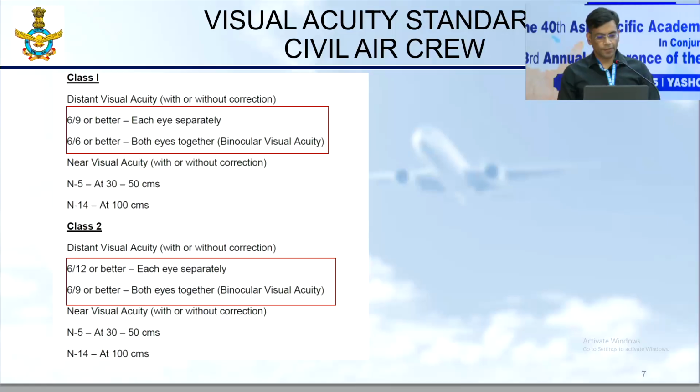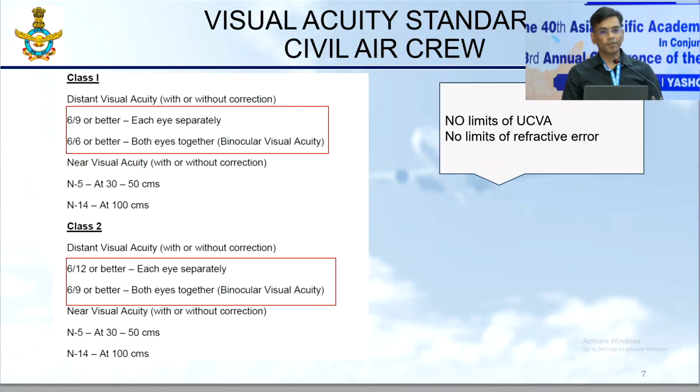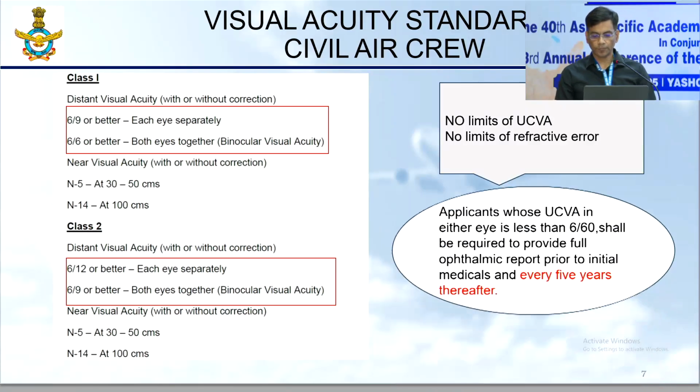For class 1, the distance visual acuity required is 6/9 or better in each eye separately, 6/6 or better in both eyes together. In class 2, it is 6/12 or better in each eye separately, 6/9 or better in both eyes together. The point to be noted is there is no limit of uncorrected visual acuity and no limit of refractive error. Applicants whose uncorrected visual acuity is less than 6/60 need to give a full ophthalmic report, detailed fundus examination with the retina specialist's opinion, and every 5 years thereafter.